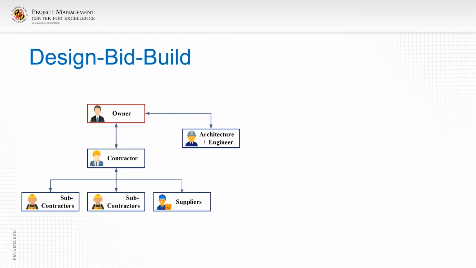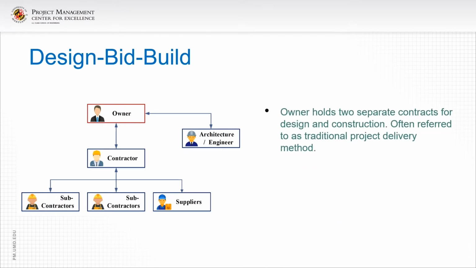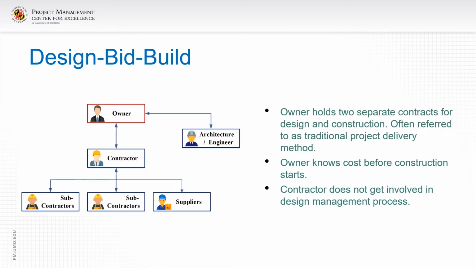Let's start with design, bid, build. The owner holds two separate contracts for the design work and the construction work, often referred to as the traditional project delivery method. The owner knows the cost before construction starts. That's a big advantage to some owners. The contractor does not get involved in the design management process, however, and that's a big negative from the big project overview.